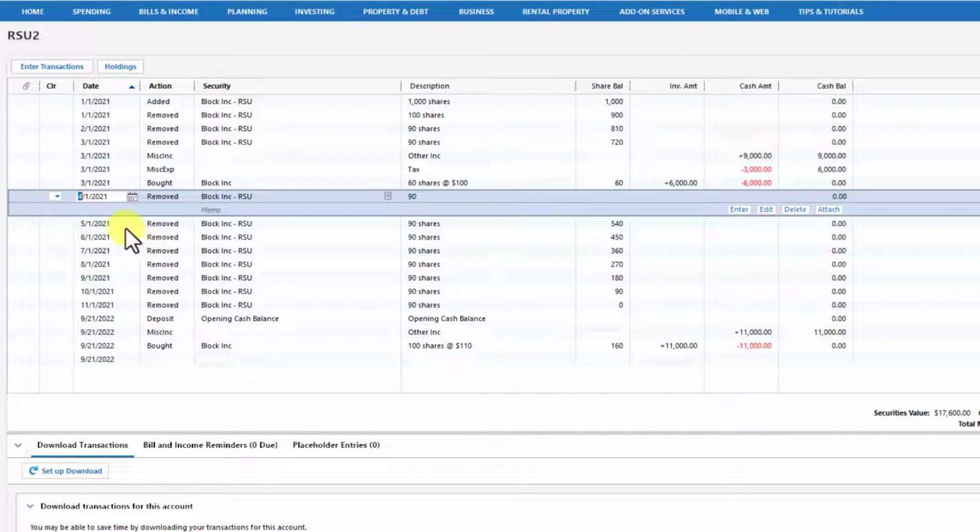Now, what I would like is if I do leave, I don't actually want to see these RSUs on my books for each month. So I would go in and I would just remove all of them in one entry and then delete these removals. So that's a little adjustment that I would make to the functionality that is here.